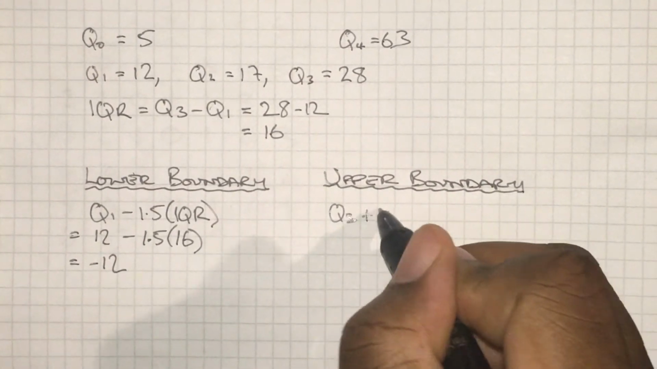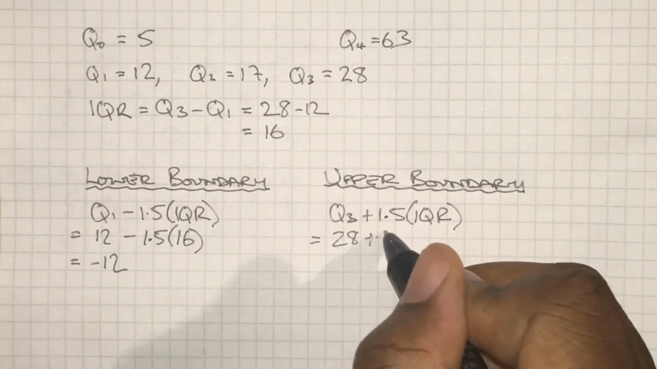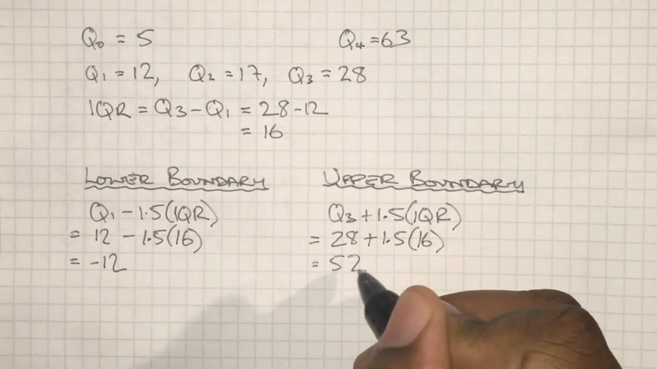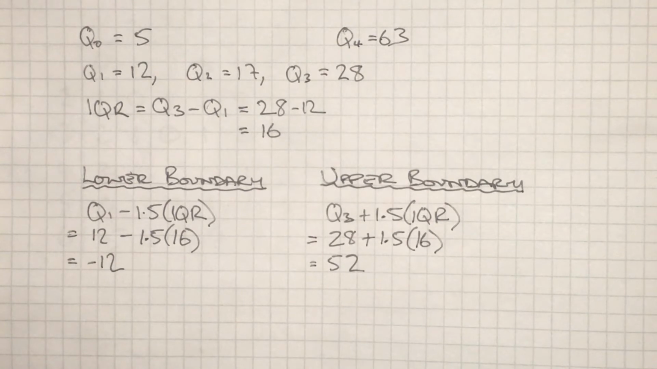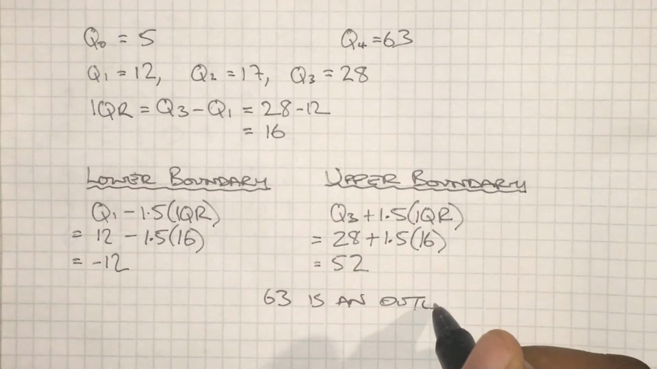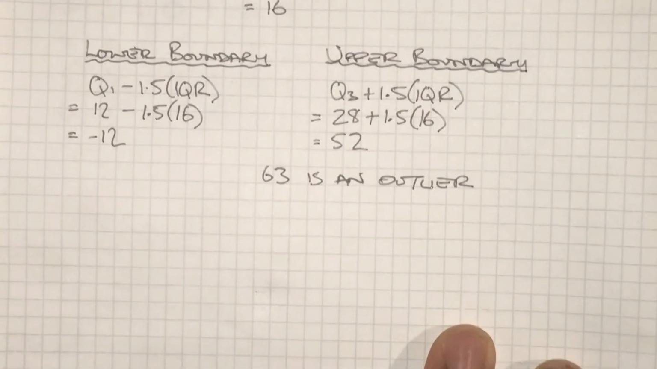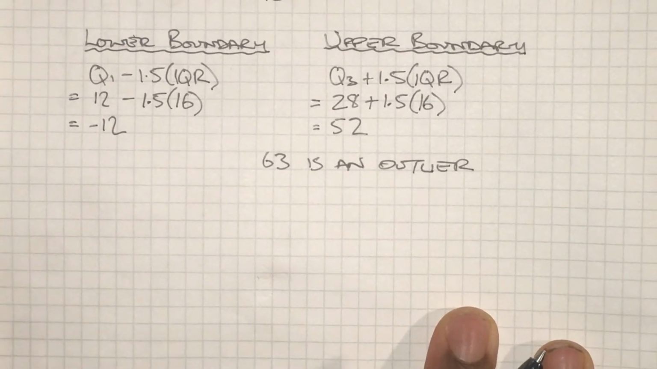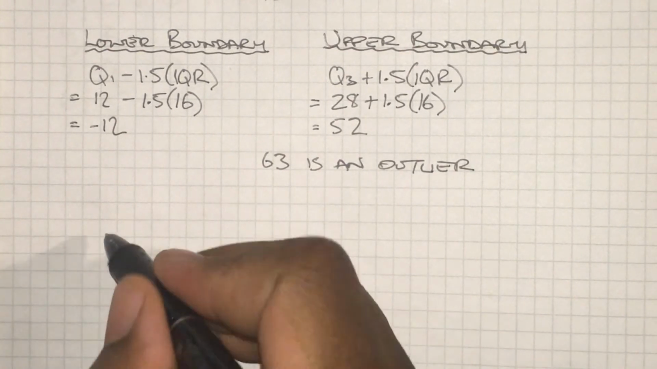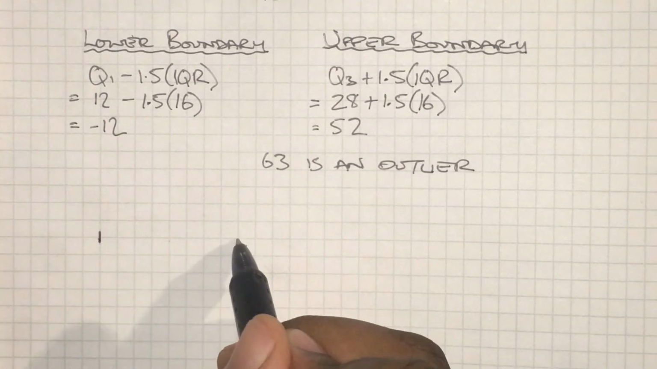Let's check the outlier boundary for the top end. So the upper boundary is going to be Q3 plus 1.5 times 16, and that gives us 52. Anything beyond 52 would be an outlier. Well, we know that the maximum value in this question was 63, so that's definitely an outlier. Are there any additional outliers? The question told us there was only one delay longer than 45 minutes. That maximum value of 63 is the only outlier.